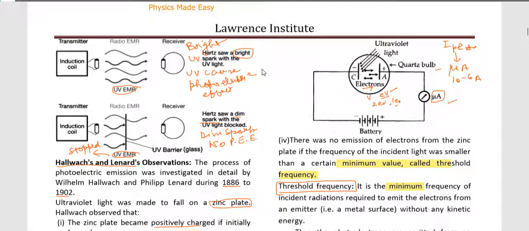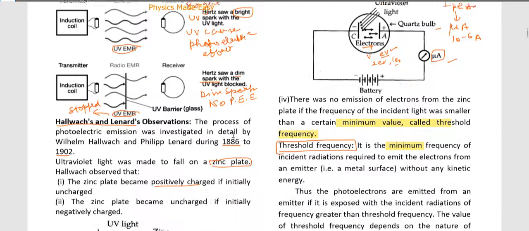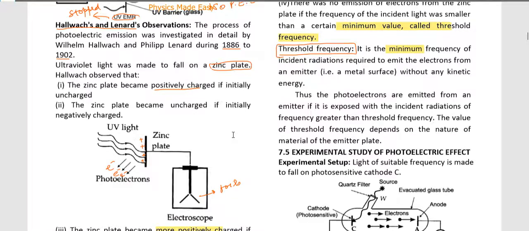then the spark is bright, and if they are filtered out, then the spark is dim. And this was a problem which no one was able to resolve at that time. So it was stated that some kind of negative particle is emitted. Now this experiment, the Lenard's Halwachs experiment, this clearly establishes what?